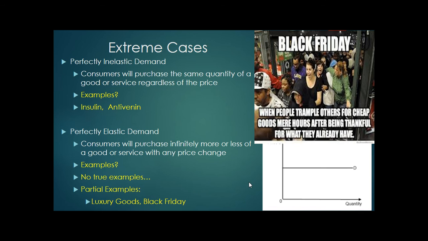And then Black Friday is that once there's a sale, people aren't probably thinking about how much money they're saving when they do these Black Friday sales. This is a COVID nightmare right here. But they're probably not thinking about how much they're actually saving, but they know that there's going to be big savings, and so they pack into the stores to buy those things. So that would be sort of an example, but there's no real true examples of a perfectly elastic demand.